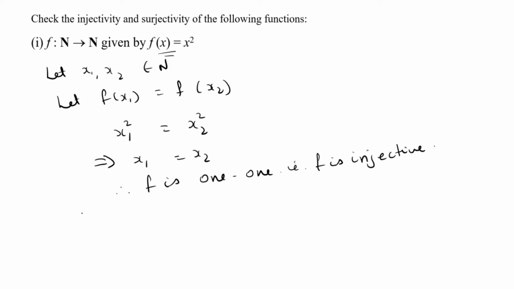Now we have to check whether f is surjective or not, that is, whether f is onto or not. We take the natural number 2 belongs to N, but it does not have a pre-image. So therefore f is not onto.